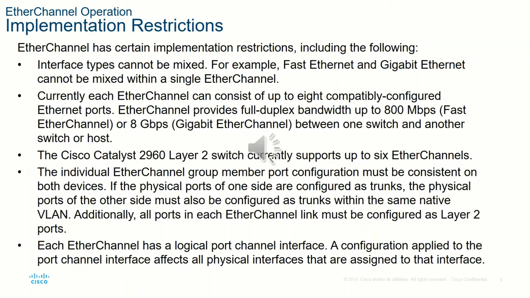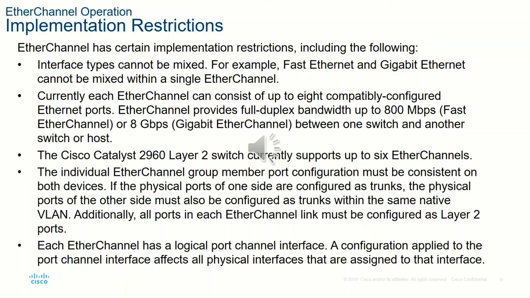How does EtherChannel communicate? It communicates in full duplex mode. It provides full duplex bandwidth between the switches at two different rates. The EtherChannel which provides full duplex bandwidth up to 800 Mbps is known as Fast EtherChannel. The EtherChannel which provides full duplex bandwidth up to 8 gigabits per second is known as Gigabit EtherChannel. The Catalyst 2960 layer 2 switch supports up to 6 EtherChannels. In a 2960 switch, a maximum of 6 EtherChannels can be created.